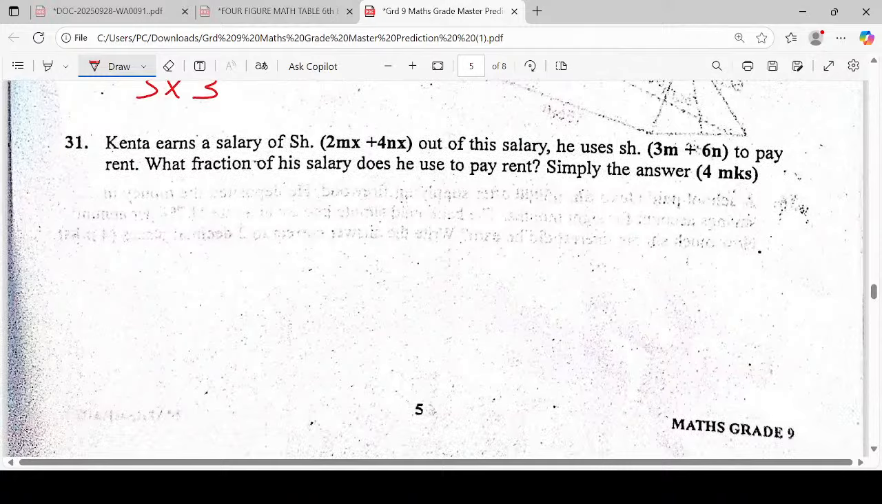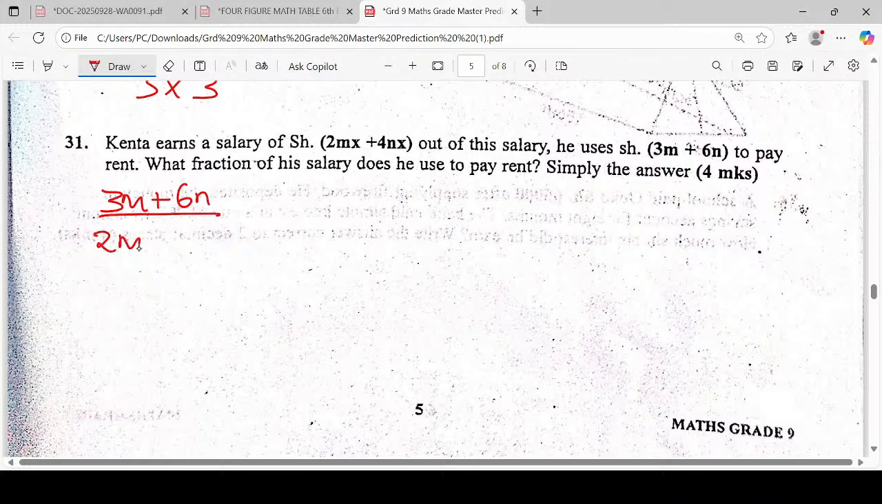Kenta earns a salary of 2mx plus 4nx. Out of this salary, he uses 3m plus 6n to pay the rent. What fraction of his salary does he use to pay the rent? Remember, rent alone is taking 3m plus 6n. So to get the fraction, you take what he is using, that is 3m plus 6n. You divide by the total salary this person earns. That is 2mx plus 4nx.